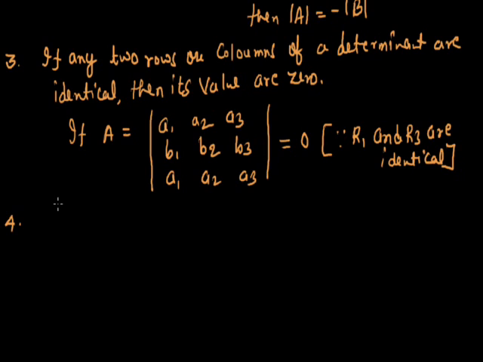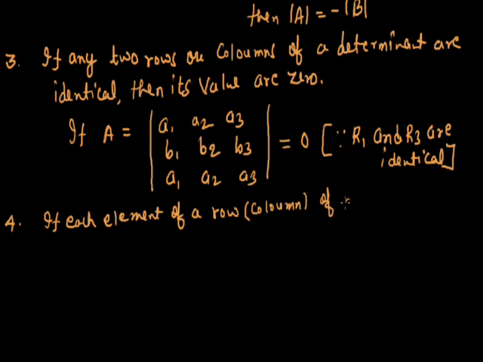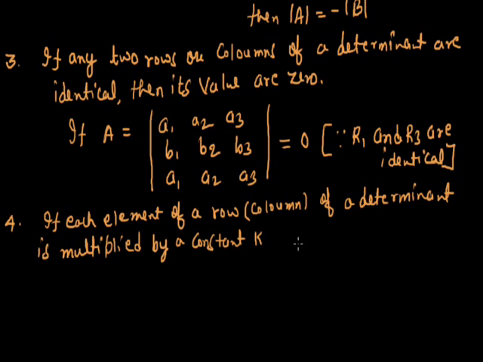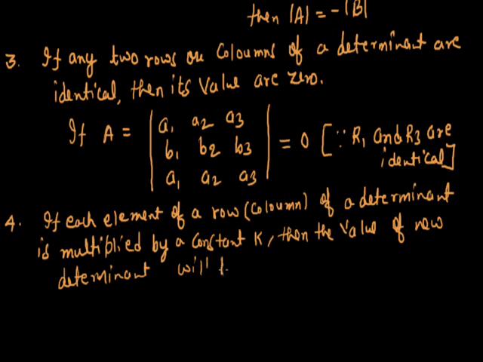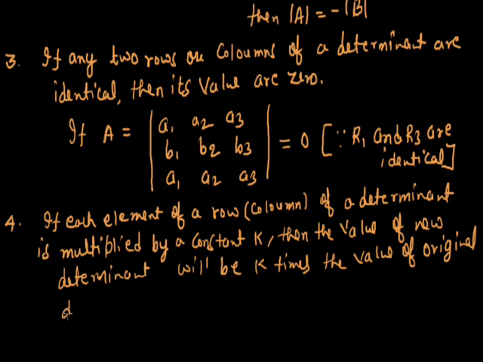Now fourth property: if each element of a row is multiplied by a constant k, then the value of the new determinant will be k times the value of the original determinant.